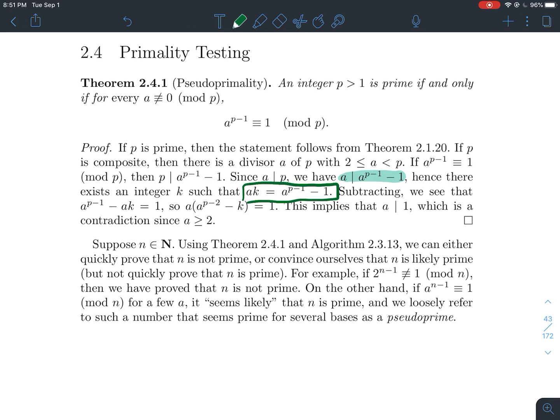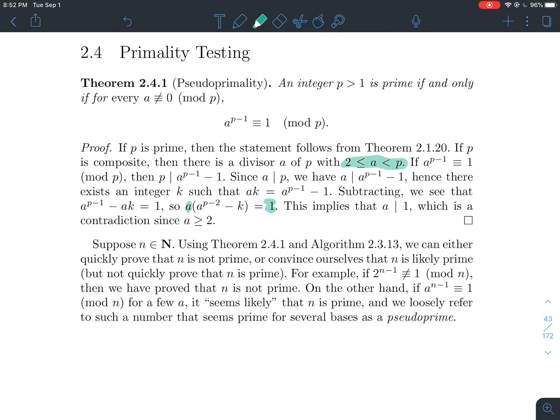Now we're going to rearrange it a little bit to try to get 1 by itself. If you rearrange this, you should end up with a to the p minus 1 minus a times k equals 1. Notice you could factor an a off the left side, and that leaves you with a times (a to the p minus 2 minus k) is equal to 1. Now think about what that says. That says that a times something gives you 1, which of course means that a divides 1. But that's ridiculous since a was chosen to be between 2 and p.